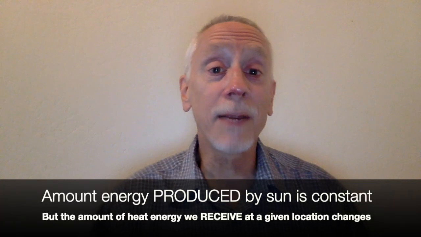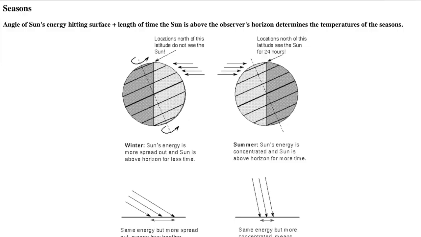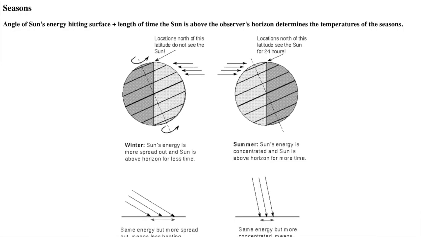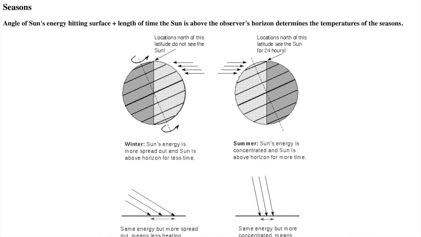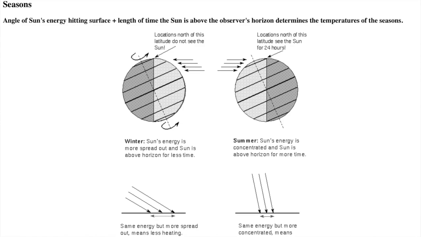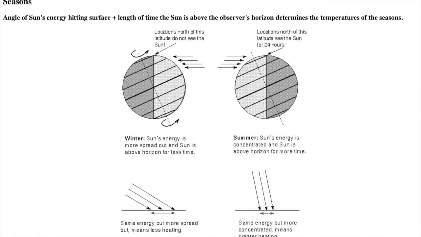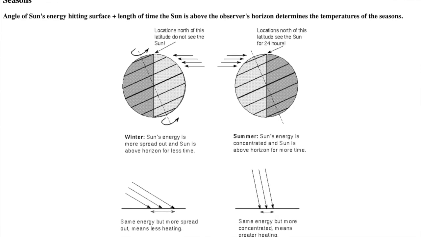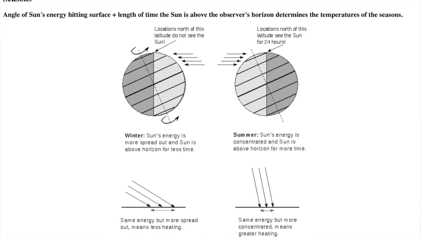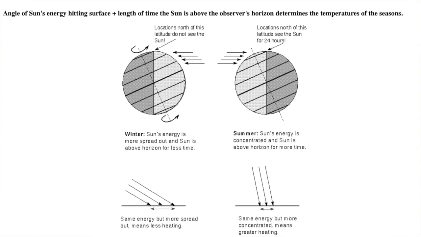The seasonal temperature changes are due to angles. The Earth's rotation axis is tipped by 23.5 degrees with respect to its orbit around the sun. Therefore, during the spring and summer, our part of the Earth is angled toward the sun, and during the fall and winter, our part of the Earth is angled away from the sun.